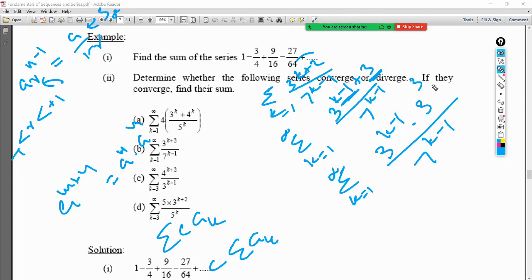This is a constant. Constant we can take it out. That is 27 times sigma k equal 1 to infinity. Now this term is there, this term is there. That I can write it as 3 divided by 7 to the power k minus 1.